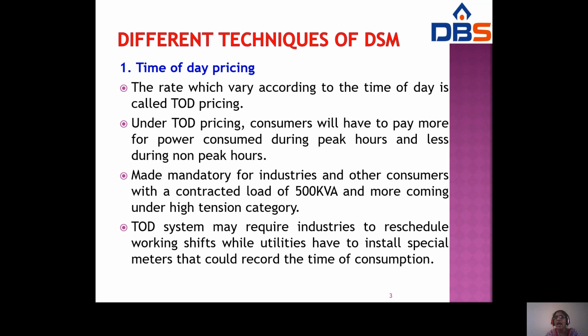So the rate which varies according to the time of day is called time of day pricing. Under this, consumers pay more for power consumed during peak hours and less during non-peak hours. It applies to industries and other consumers with a contract load of 500 kVA and more under high tension categories. Industries may need to reschedule working shifts, while utilities install special meters that record the time of consumption.